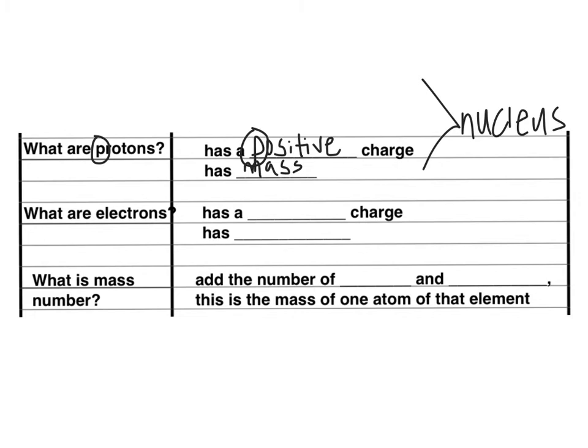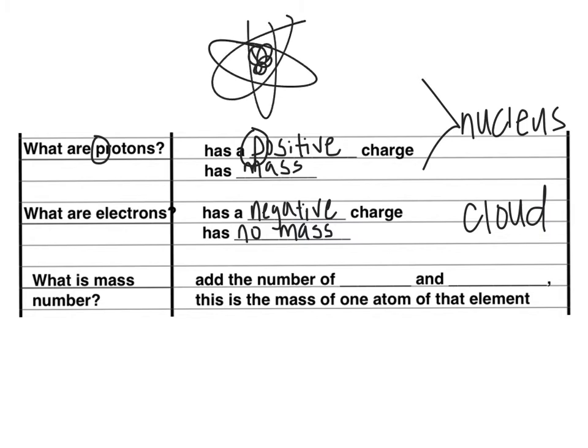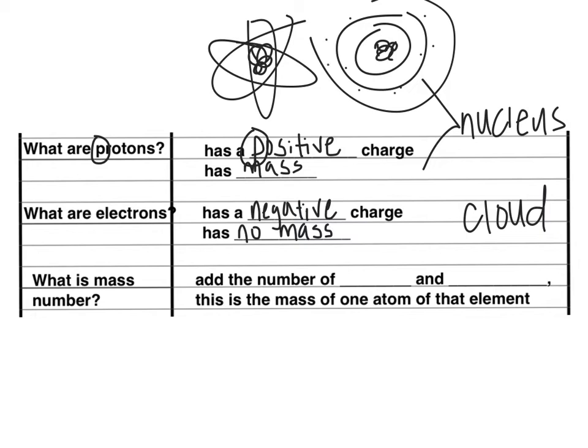Okay, the next one, what are electrons? Electrons have a negative charge. Negative. These do not have mass. They're floating around in the cloud around the nucleus. So you might have seen an atom look like that, or they look like this, and they're just flying around. They're not stationary. They're not sitting in one spot. They're always moving around the nucleus.